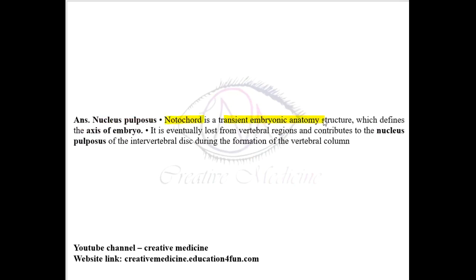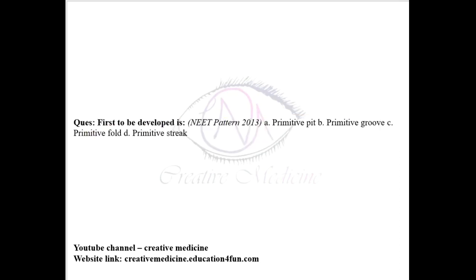Notochord is the transient embryonic anatomical structure which defines the axis of the embryo. It remains as the nucleus pulposus as a remnant. First to be developed is the primitive streak.